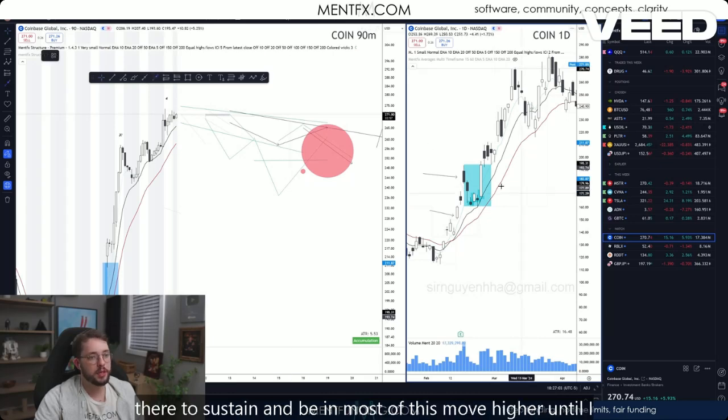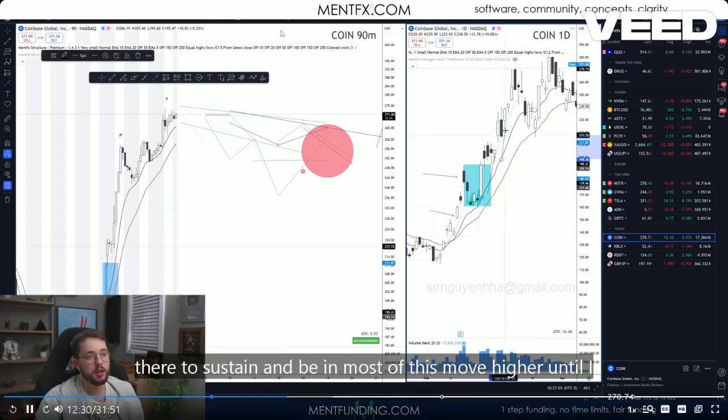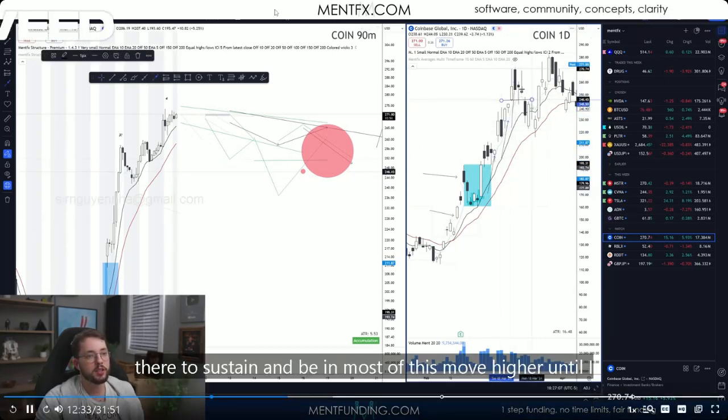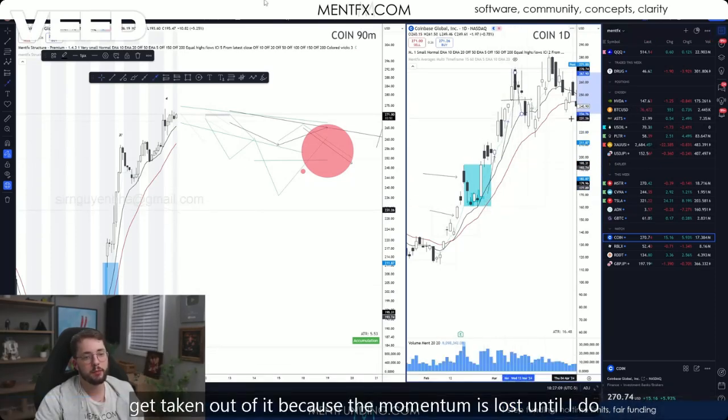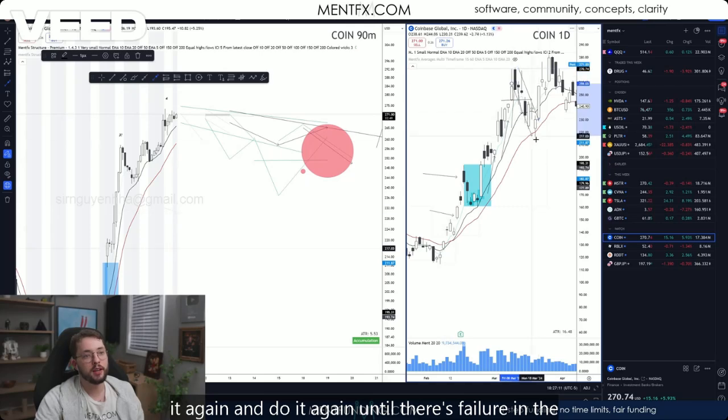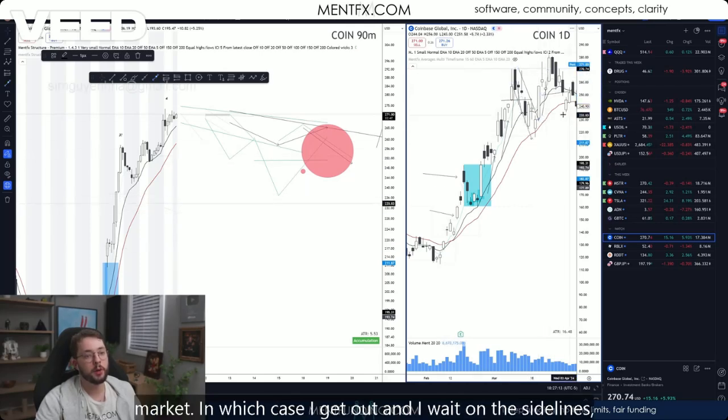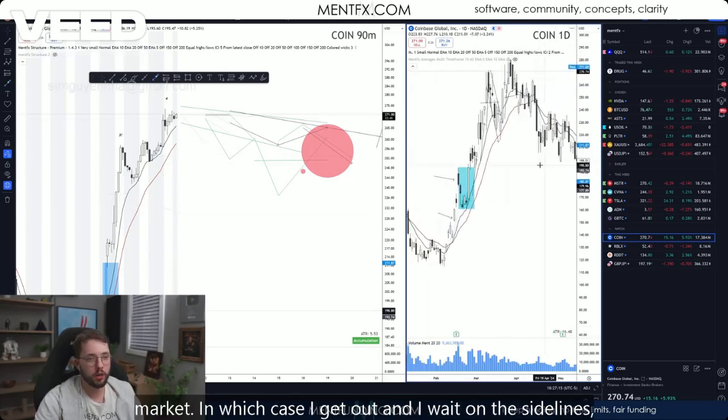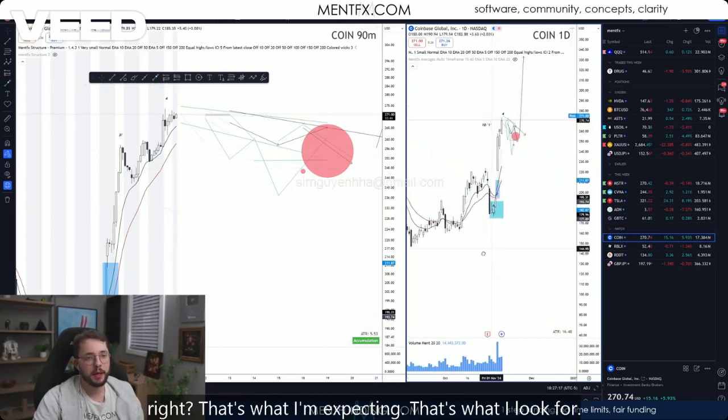And then I want to be there to sustain and be in most of this move higher until I get taken out of it because the momentum is lost, until I do it again and do it again until there's failure in the market, in which case I get out and I wait on the sidelines, right? That's what I'm expecting. That's what I look for.